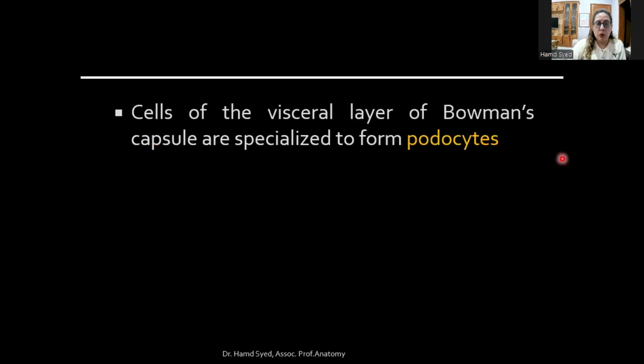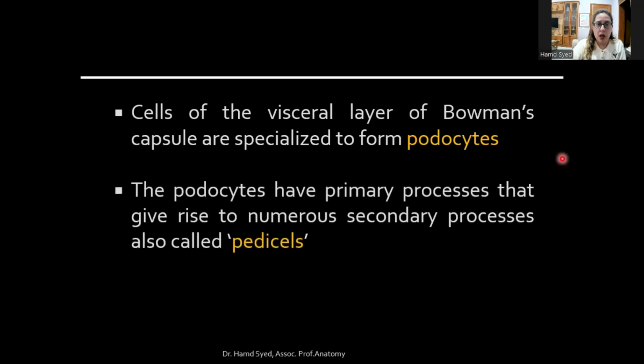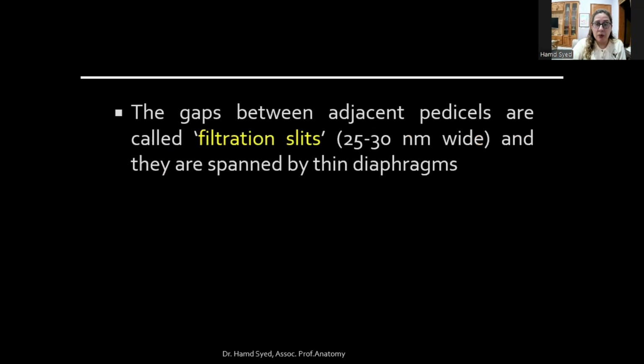The cells of the visceral layer of Bowman's capsule are specialized, and I told you they're known as podocytes. They have primary processes which give rise to secondary processes, which are pedicels. Now, the gaps between the adjacent pedicels, or secondary processes, are known as filtration slits. Each is about 25 to 30 nanometers wide and spanned by thin diaphragms.